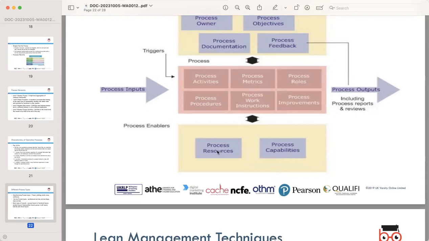So then, process resources. Process resources encompass the people, equipment, tools, materials, and other assets needed to execute the process effectively. Process capabilities refer to the inherent capacity of a process to consistently produce desired output within specified limits. It assesses the process's ability to meet requirements.